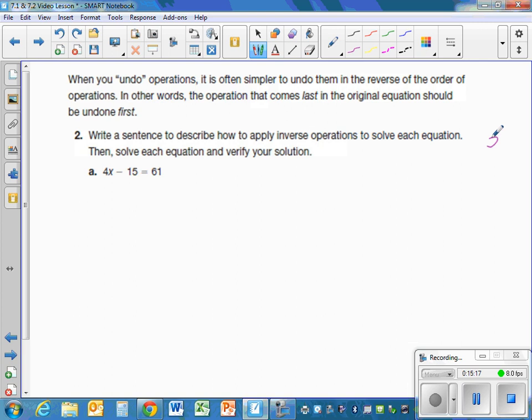So again, we had the Please Excuse My Dear Aunt Sally, which was the parentheses, exponents, multiplication, division, addition, subtraction. Normally, you're going to work through from top to bottom. But when we're trying to undo the operations, we start down here. We start down here with subtraction and addition first. So I always like to box these off and say we do these first and we do these second. We can kind of ignore these. We don't use these much when doing these types of problems.